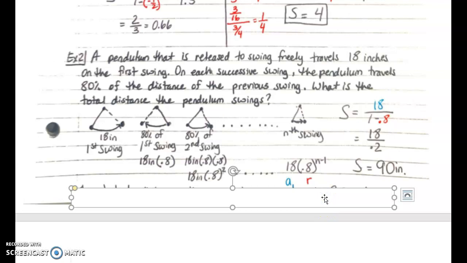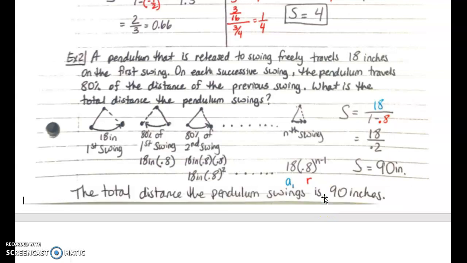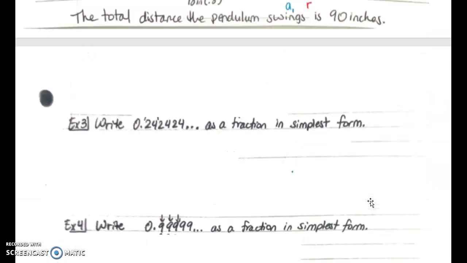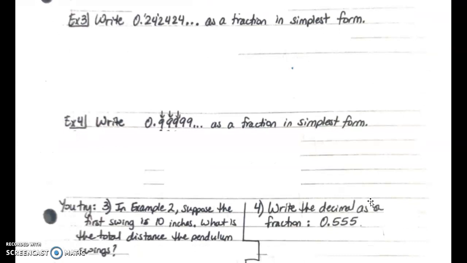So a word problem deserves a word answer. The total distance the pendulum swings is 90 inches. I highly suggest you pause and rewind this and maybe re-listen to it again, just to better understand it a little bit. Okay. Moving on to the next cool thing that we can actually do with the sum formula of a geometric series.